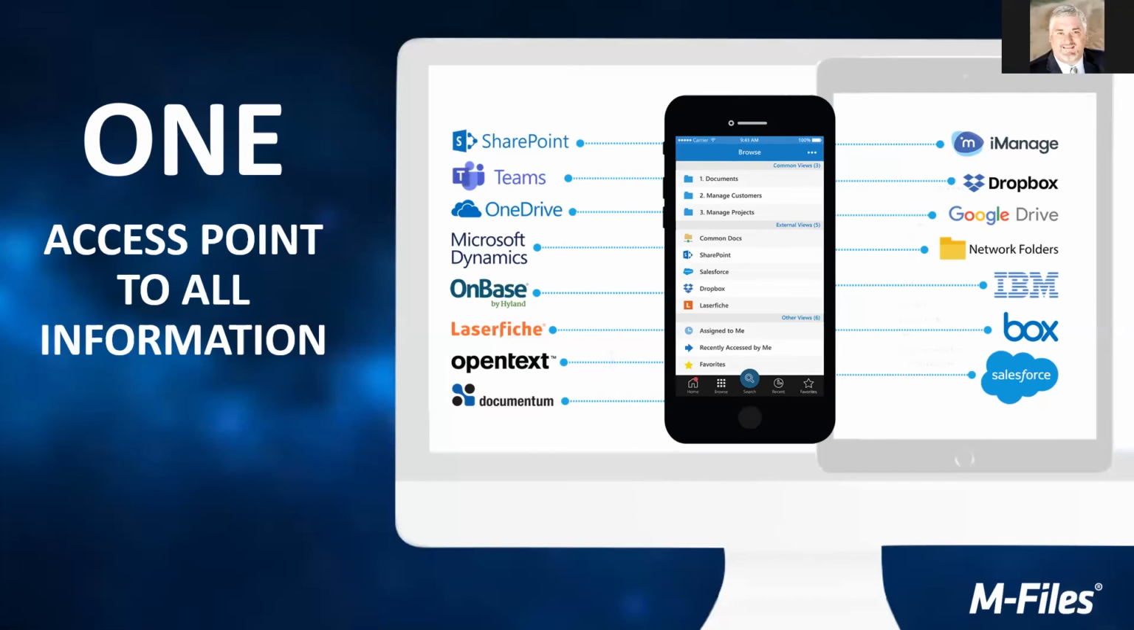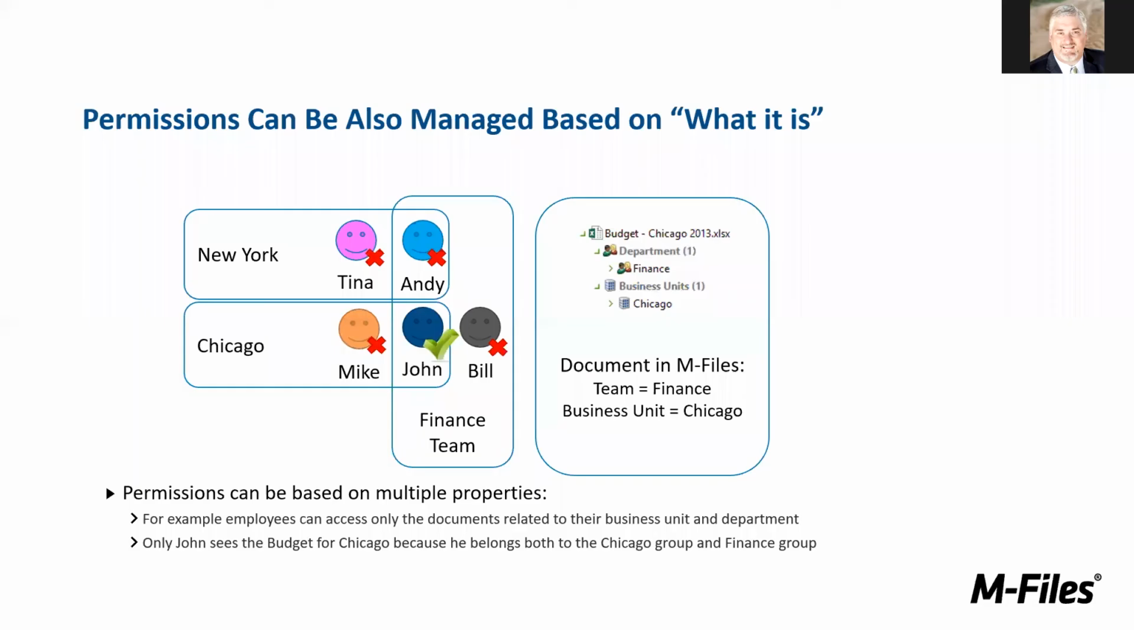Very good. So, digging into, yes, we can tie into all these different systems and make them better. Another area where we're going to have some difference from your file shares and other platforms is that based on what information or metadata it is, we can also then apply permissions and security based on that information. And it can be based on multiple properties.